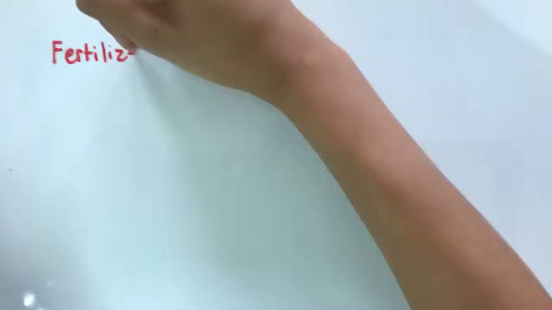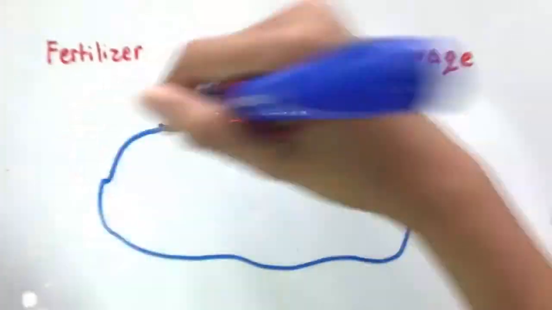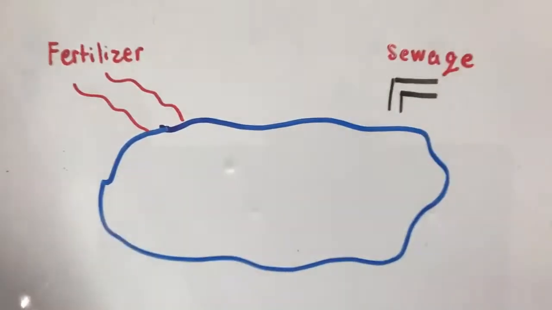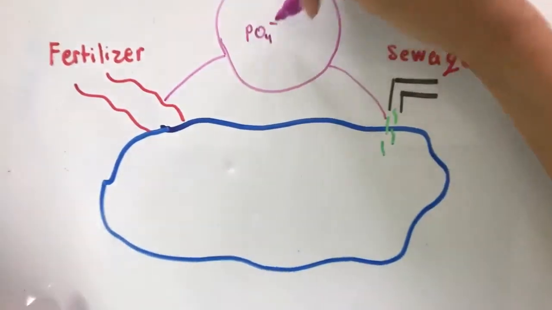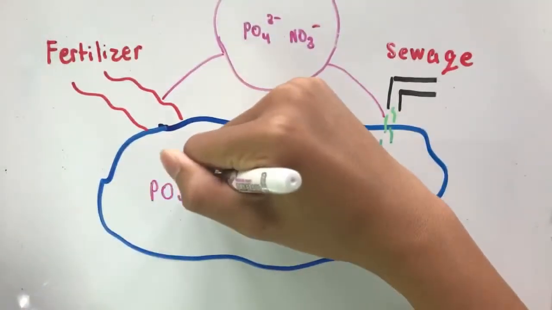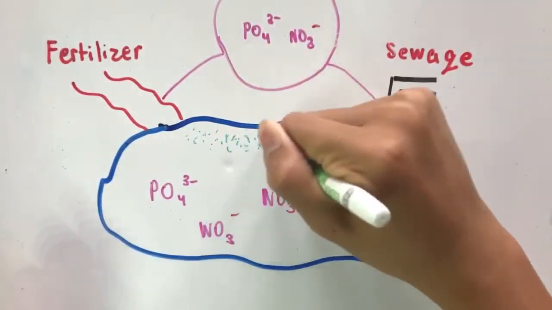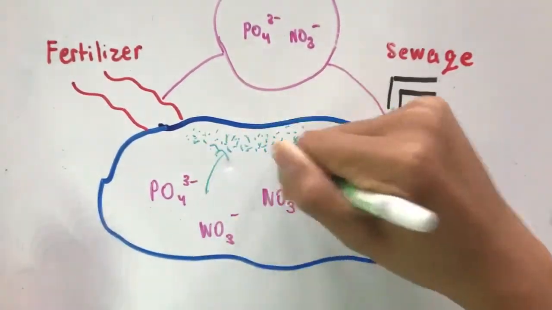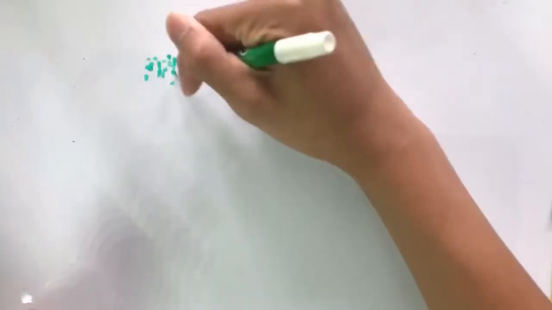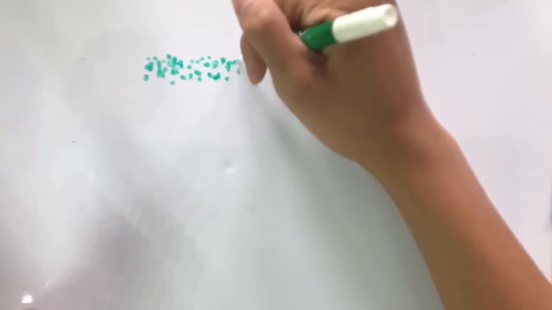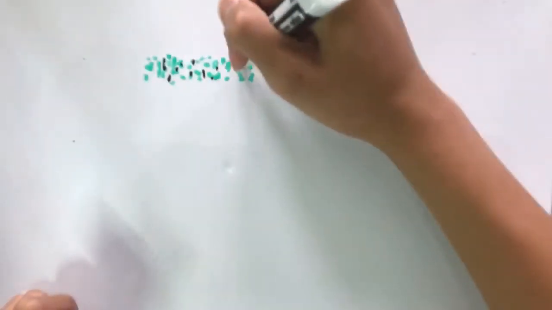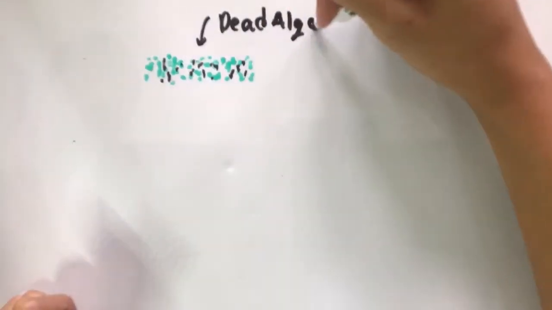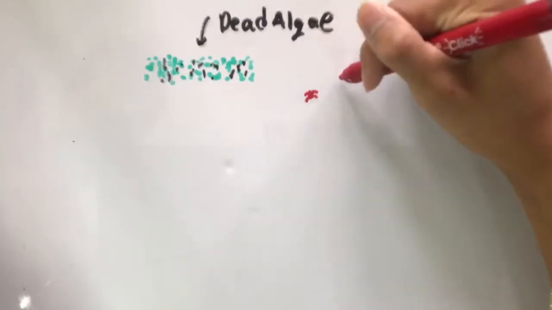Sewage water containing human waste and fertilizer from agricultural sites are dumped into the lake. An excessive amount of phosphates and nitrates is introduced into the water. These excessive amounts of phosphorus and nitrogen cause a rapid growth of the algae population. The nitrogen and phosphorus are absorbed when the algae goes through photosynthesis. An abundant amount of nitrogen and phosphorus means that there is going to be a rapid growth of algae.